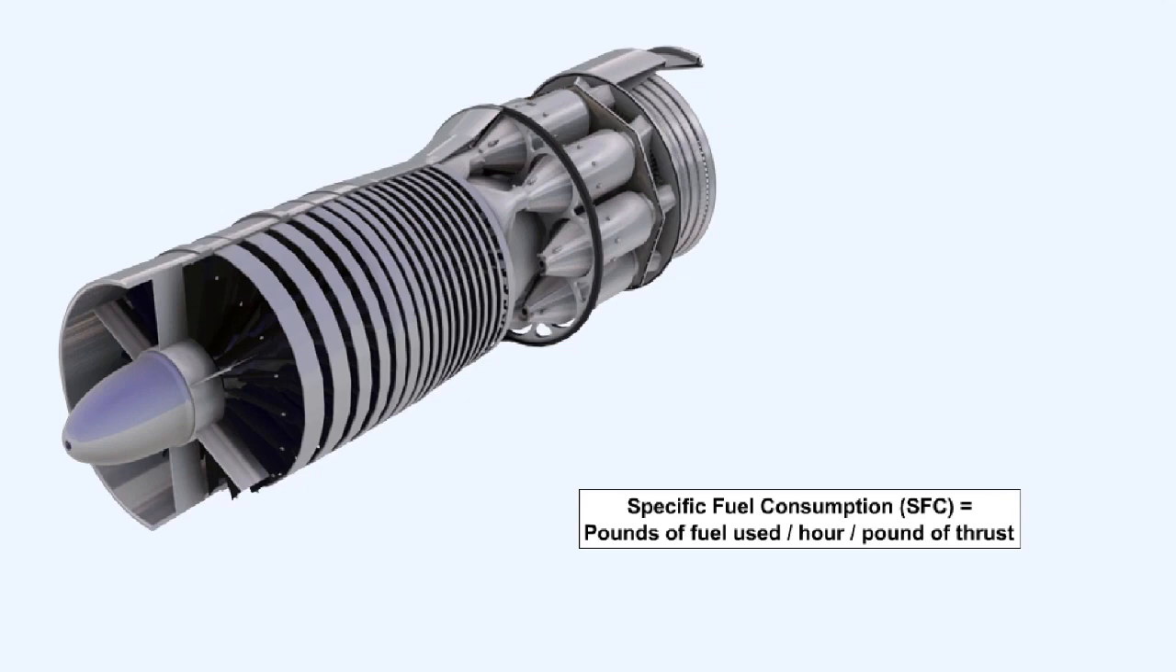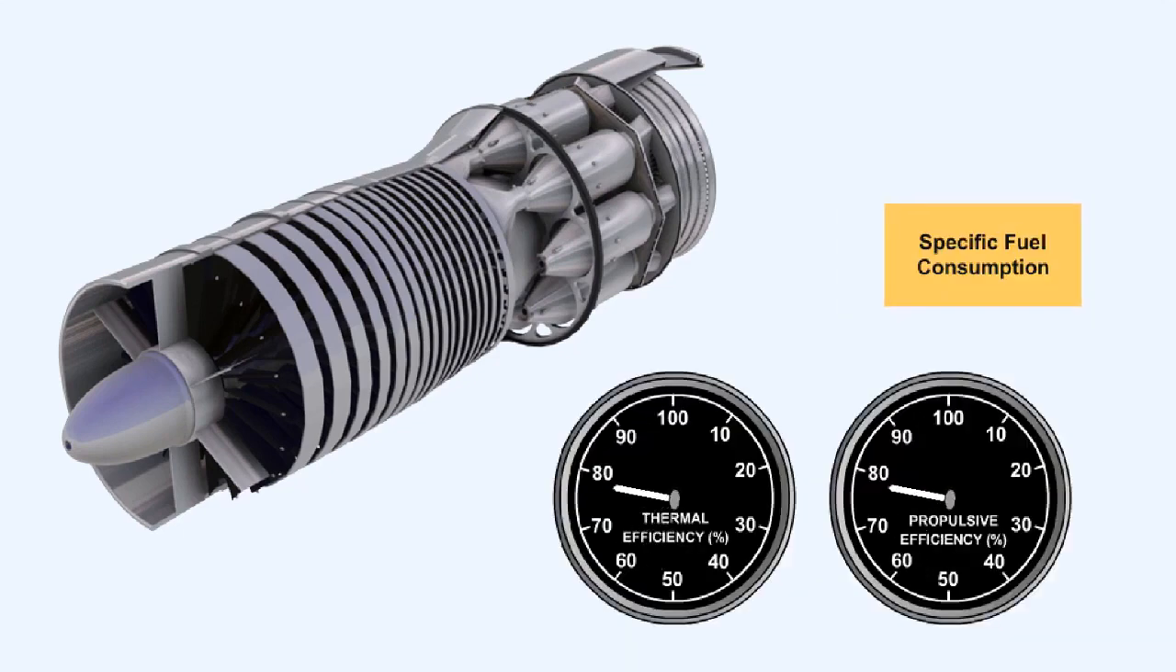To be economical, an engine must maintain the ratio of its fuel consumption to either its thrust or its shaft horsepower at as low a level as possible. This ratio is termed the specific fuel consumption, or SFC, of the engine. Specific fuel consumption is measured in pounds of fuel used per hour, per pound of thrust or shaft horsepower. The specific fuel consumption is determined by both the engine's thermal and its propulsive efficiency.